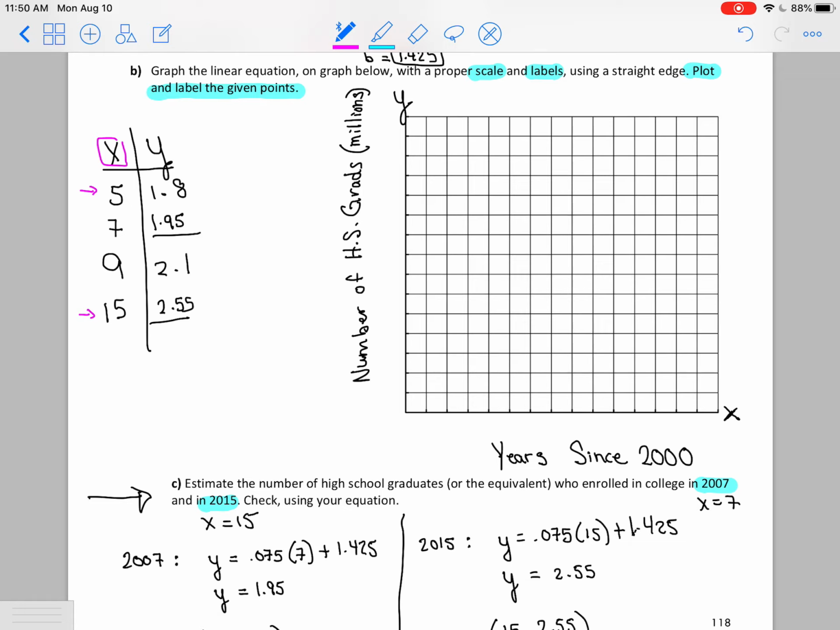So since I have 15 spaces here, I will go back to black, start at 0, and 1, 2, 3, 4, 5. You do not have to put every single number on there if you don't want to. 6, 7, 8, 9, 10, 11, 12, 13, 14, and 15. Okay, excuse me. So on our y-axis, let's take a look at that. You can see we start here at 1.8, and it only goes up to 2.55. So we definitely don't need to go from 0 to 15. We can go a lot smaller than that.